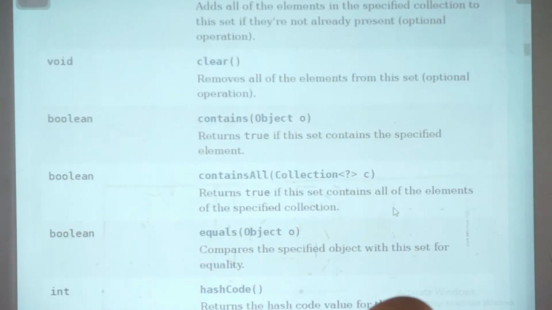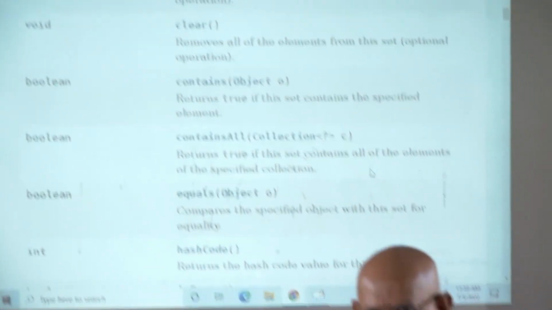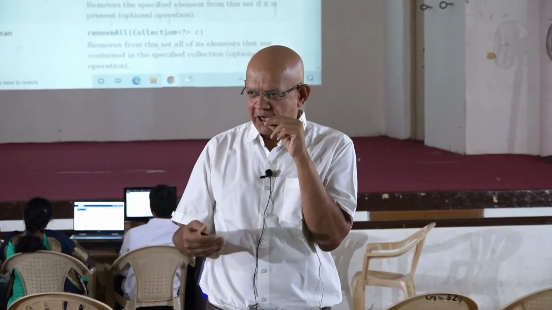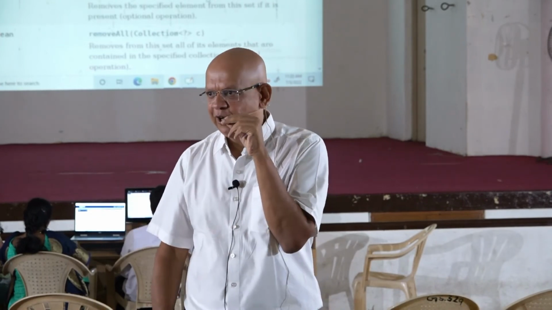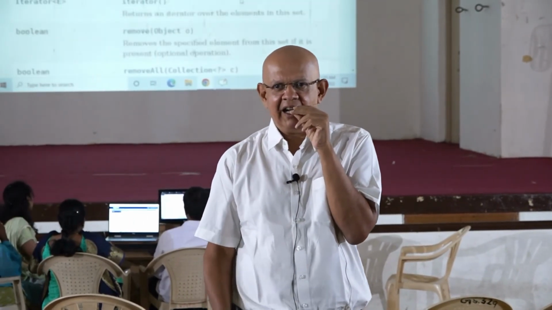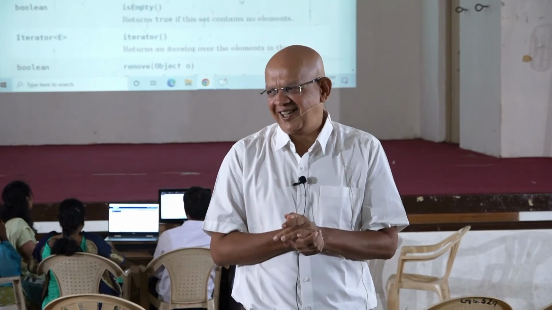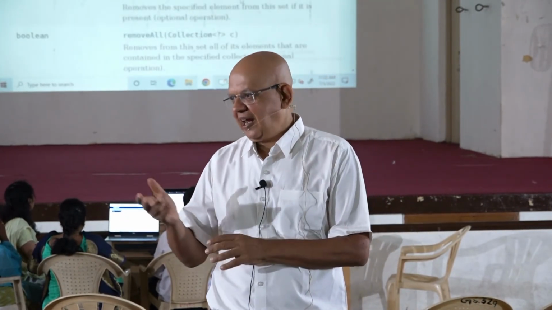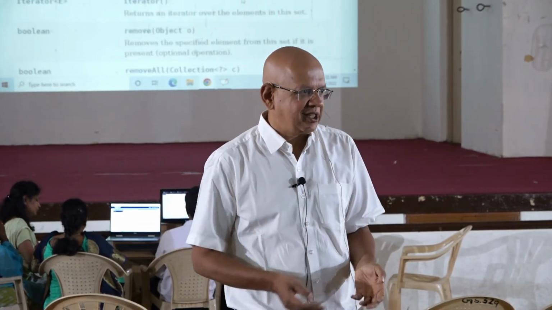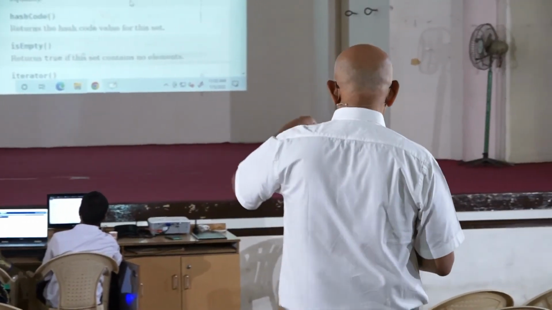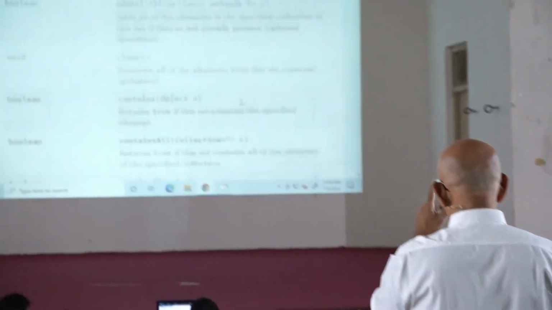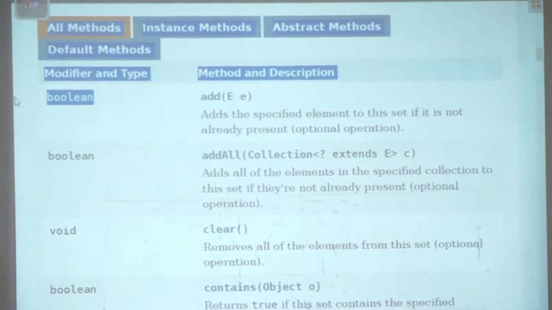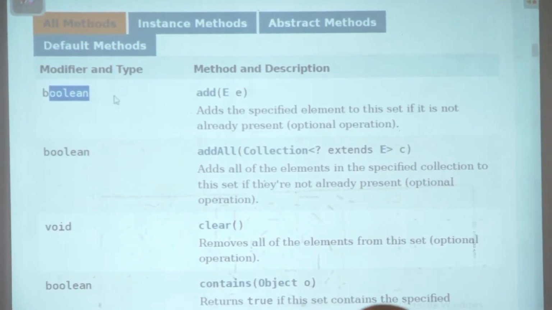Add, obviously, to add elements to a set. Contains, to check whether a particular element is there in that set or not, correct? Honestly, these are the most popular methods. Contains and add. Now in add, you have to be careful. It returns a boolean. Can you see that? It tells whether the addition is successful or not.